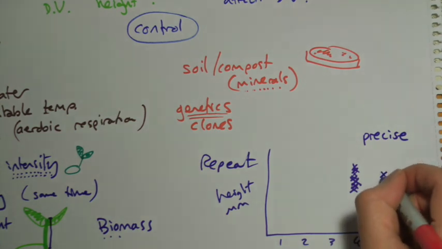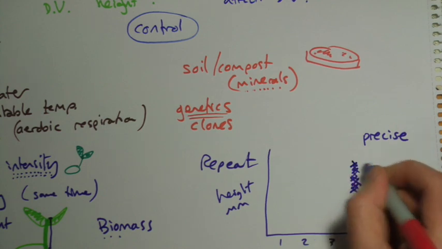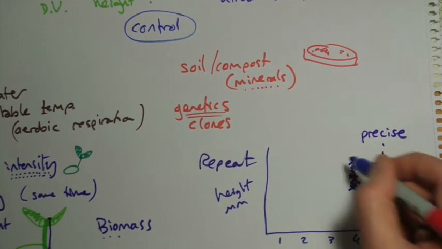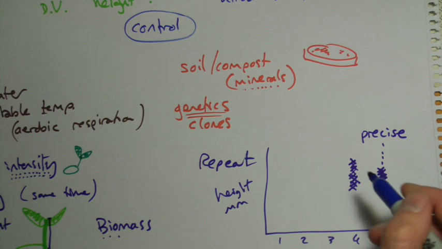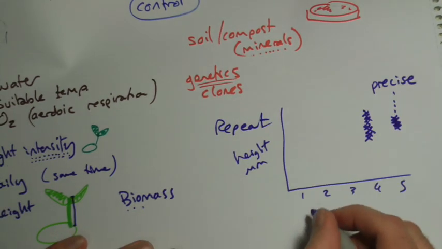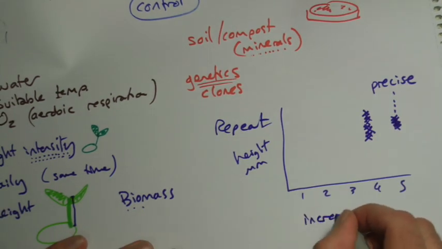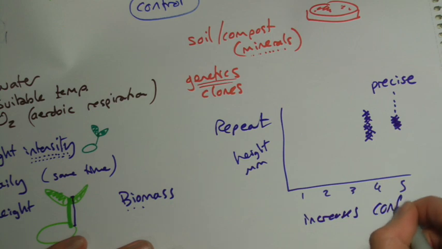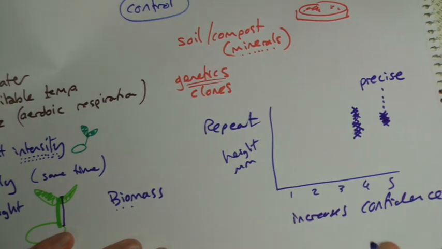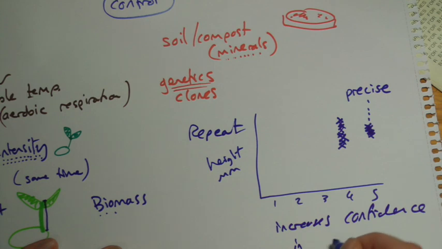So, if on day 5 I did the same thing, these results are more precise than those results because they're closer together. What that does is increases my confidence in that result, or that particular reading, my day 5 reading. Okay.